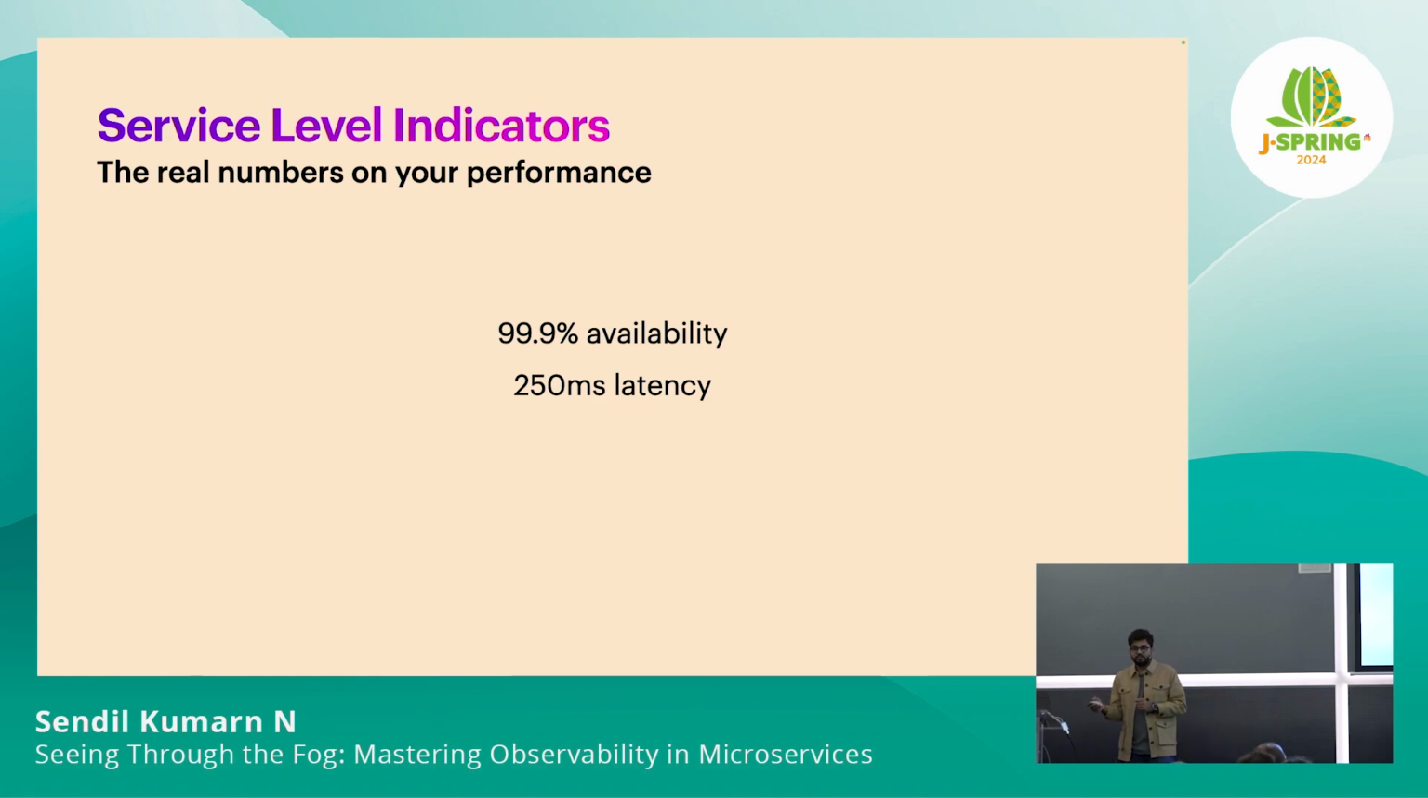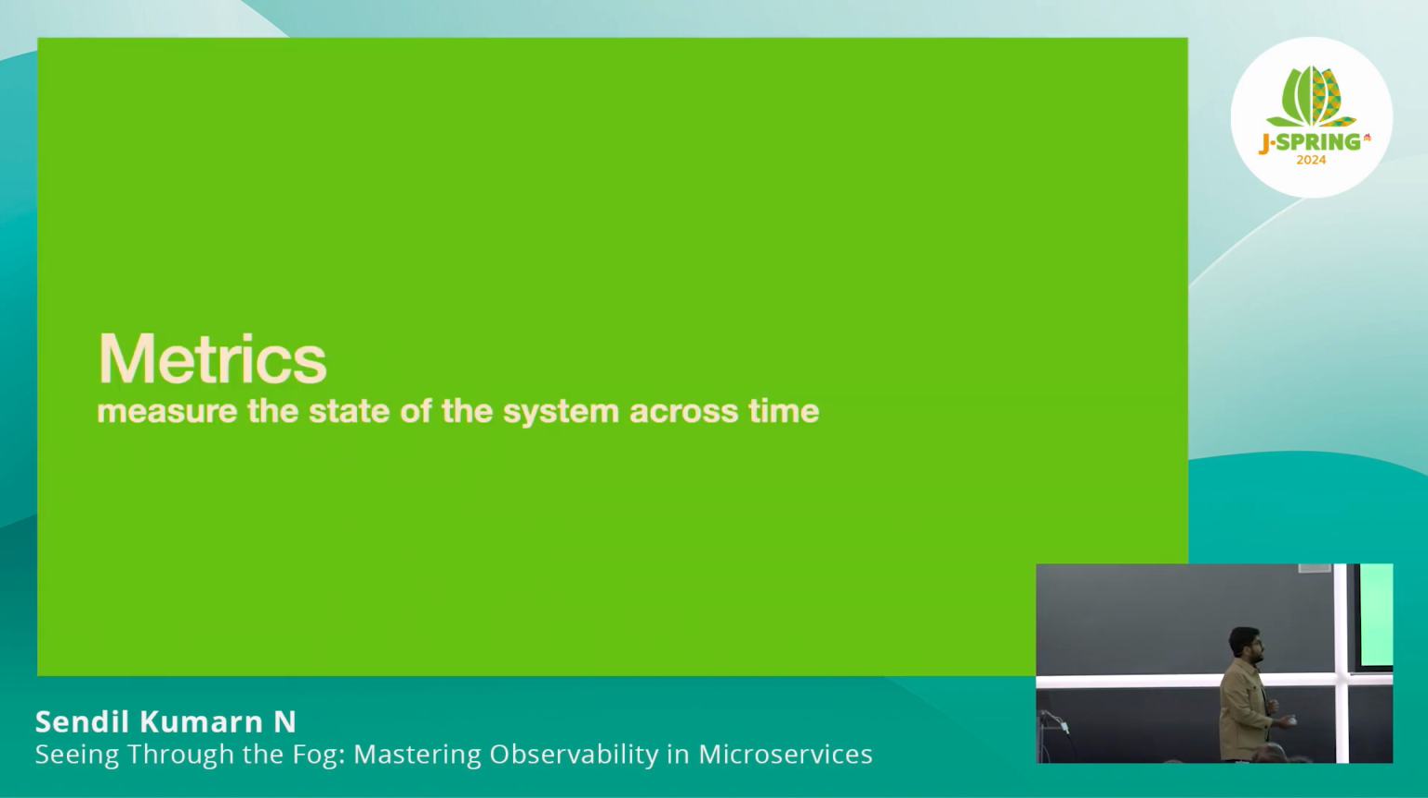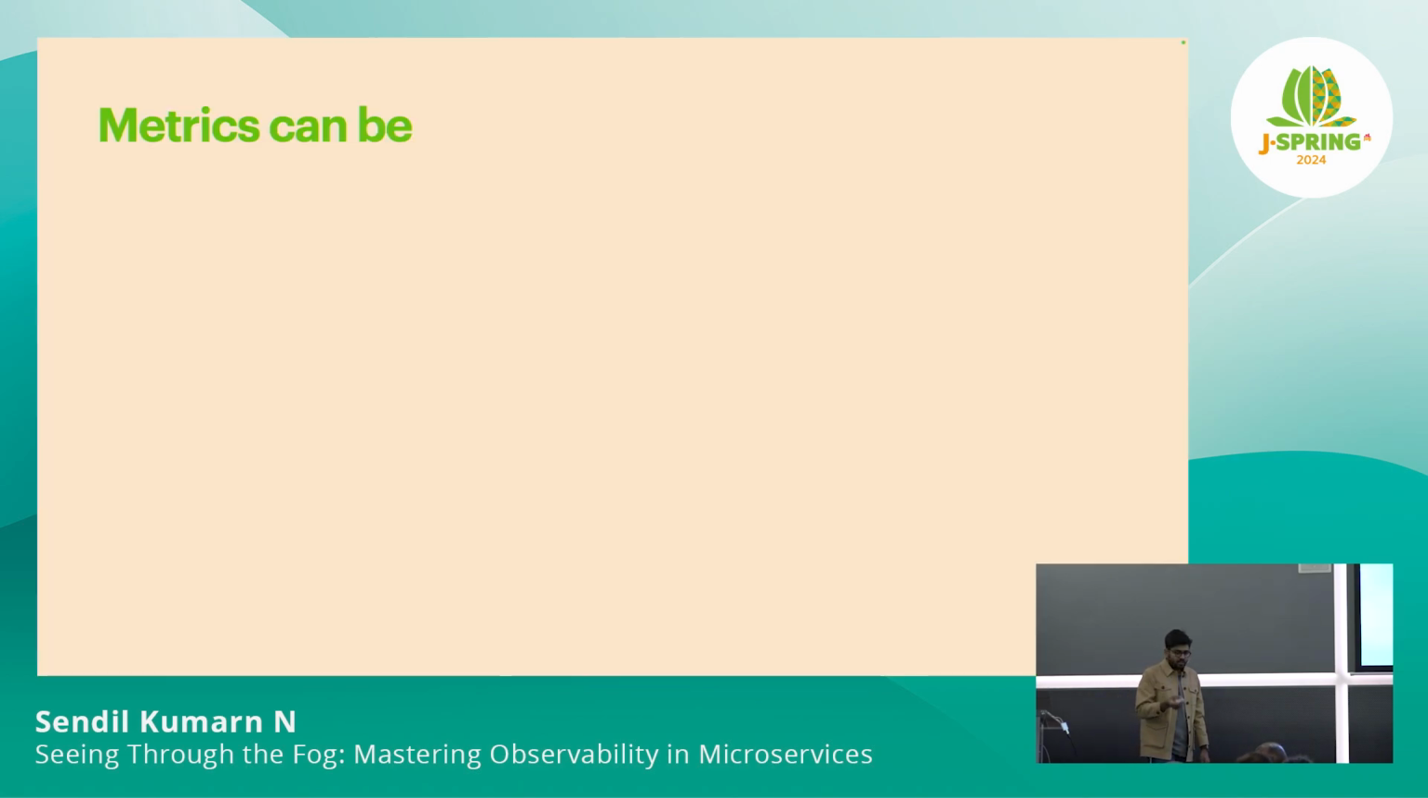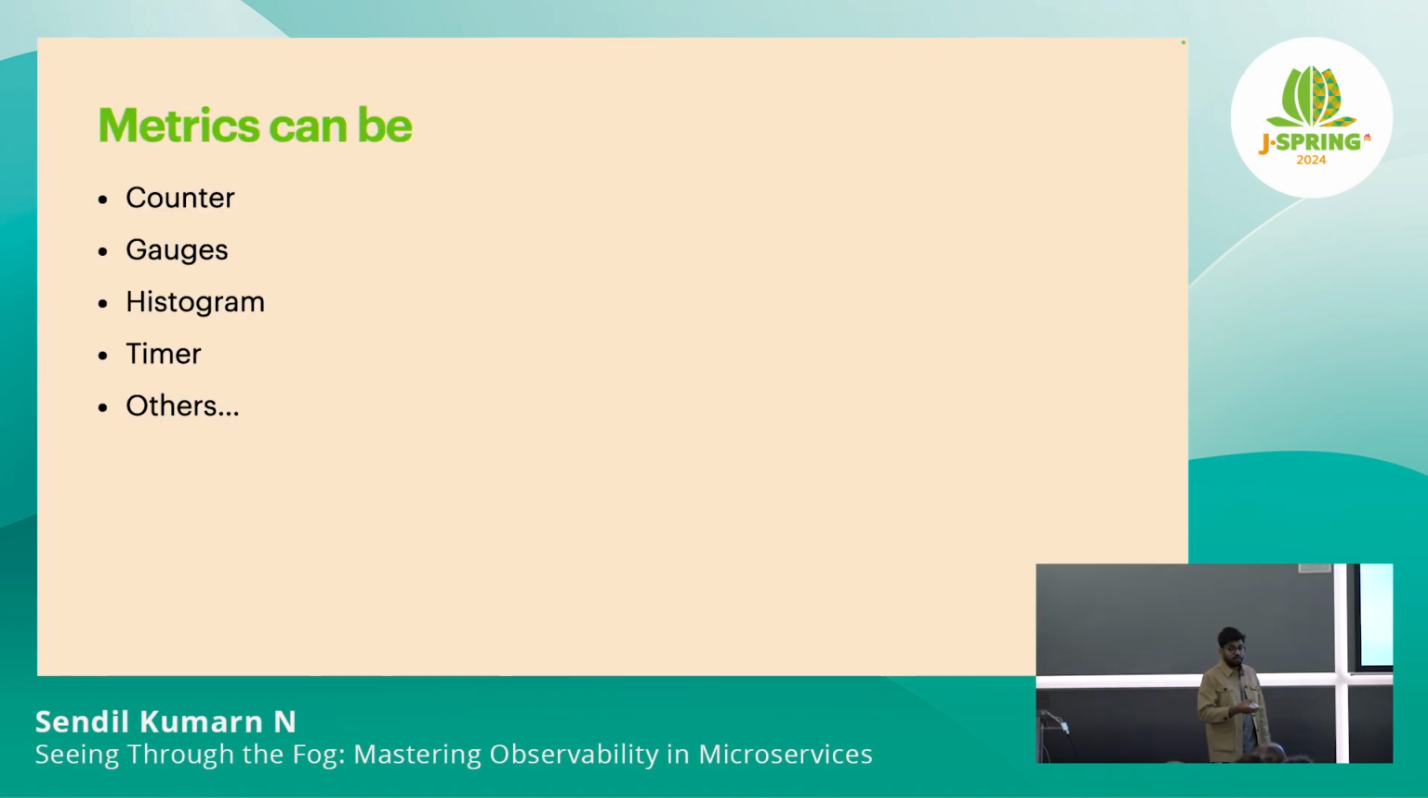So I have these two things, 99% availability and 250 millisecond latency, and I call them metrics for my application. And this is where metrics come into the picture. Metrics is basically how I measure the state of the system across time in my application. Metrics can be a counter, like 1, 2, 3, gauges, or a histogram, a historical view of how things have worked.